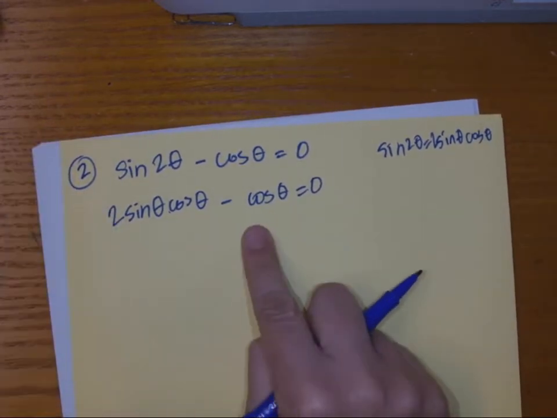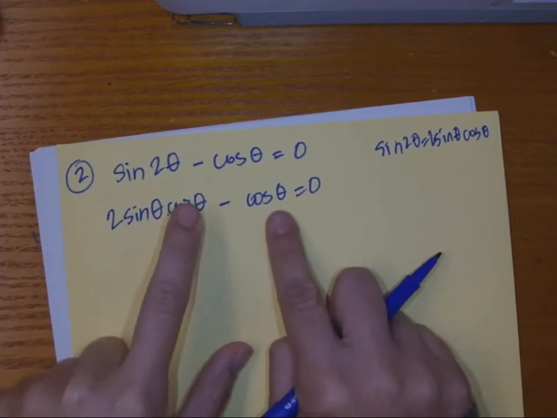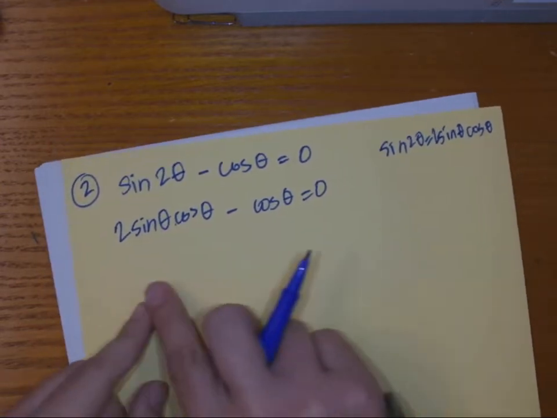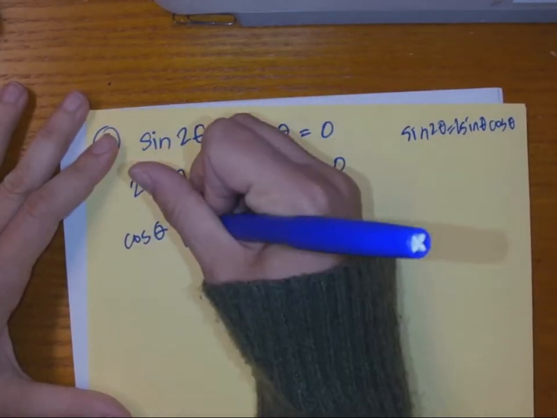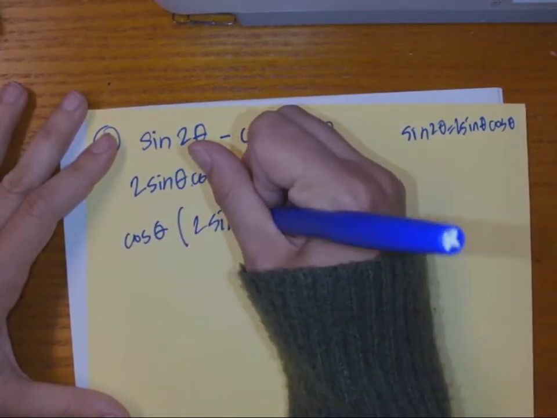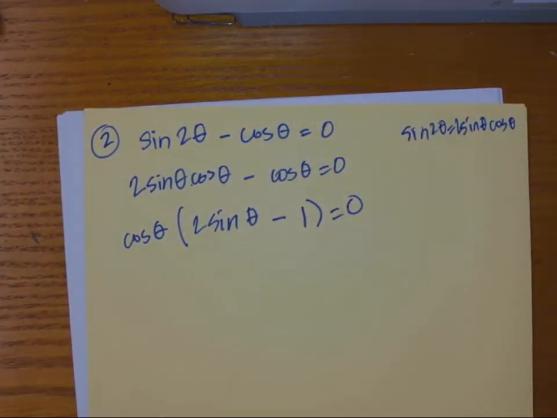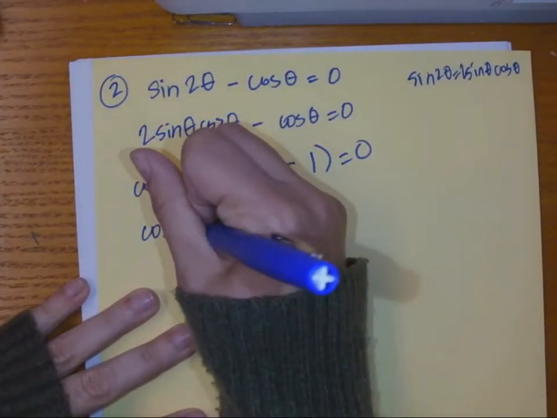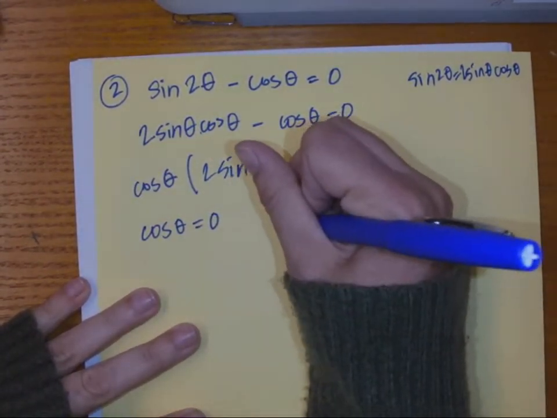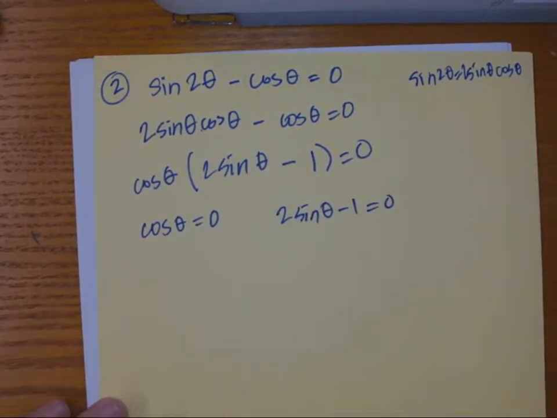And now if you'll notice, this kind of looks like the problem we did at the beginning of this video. I have cosine here and cosine here. That's like a greatest common factor that I can pull out. So I have cosine theta times 2, and what's left over from the first piece is 2 sine theta minus 1. Set both pieces equal to 0 and solve. So I get cosine of theta equals 0 and 2 sine theta minus 1 equals 0.